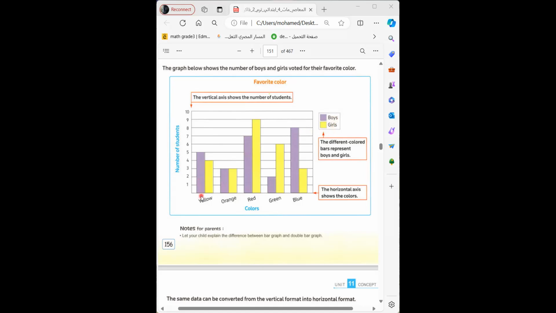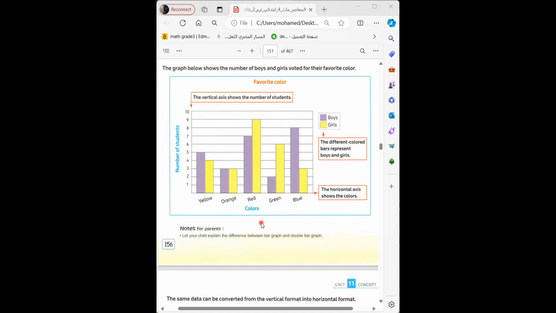So how many students like yellow? Look, the boys, 5, but the girls are only 4. Look at the orange, 3 and 3 equal. It's a draw. Look at the red. Oh my God. So which color is the most favorite for girls? Yellow? Check which is the highest. Aha. So the red is the favorite for the girls.